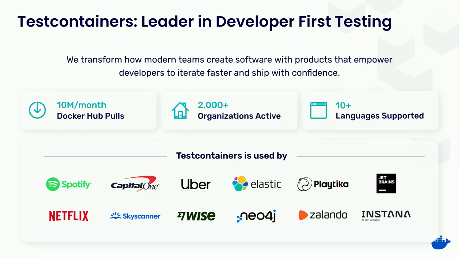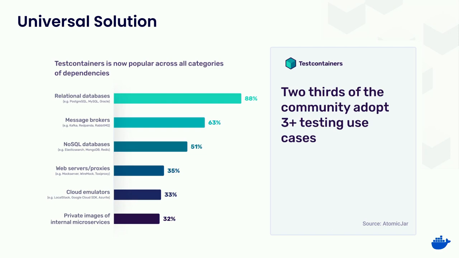I put some numbers about Testcontainers. There are a lot of companies who are using it. This is about open source libraries only. We have more than 10 million pulls per month of the Ryuk image, which is a base image that controls the life cycle of containers. A lot of organizations, 10 plus languages, so it's Java, .NET, Python, Ruby, even Rust. And we recently did a survey across our community, and people also say that this is something universal for them and that they run more than one service, usually more than three services.